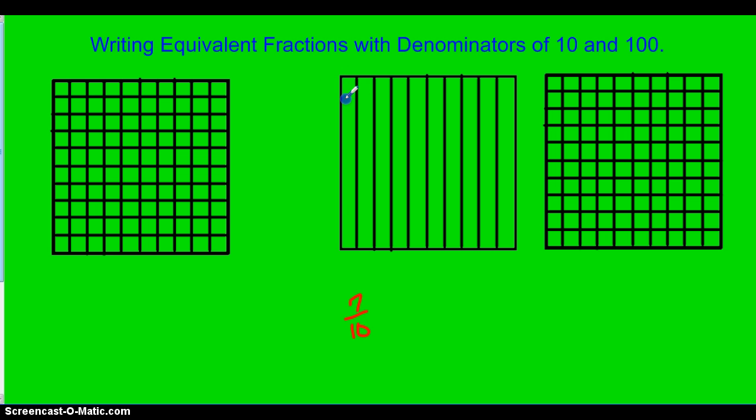So if we drew that, we'd have 1, 2, 3, 4, 5, 6, and 7. Okay, and that makes sense. It looks right on our model because we know that 7/10 is more than half. As you can see, more than half of our square is shaded.